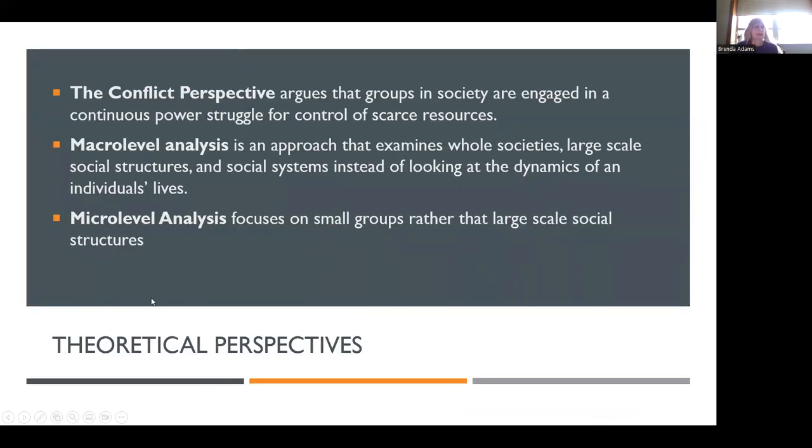So the conflict perspective argues that groups in society are engaged in a continuous power struggle for the control of scarce resources. Each of these is a theoretical perspective that I'm giving. The macro level, like I said, macro means large. It's an approach that examines whole societies, large-scale social structures and social systems. The micro level looks at smaller-scale individuals and small groups. So macro is big, micro is small.